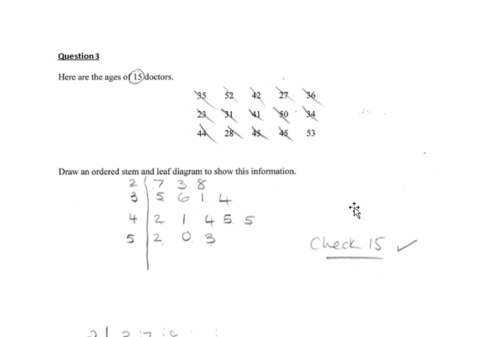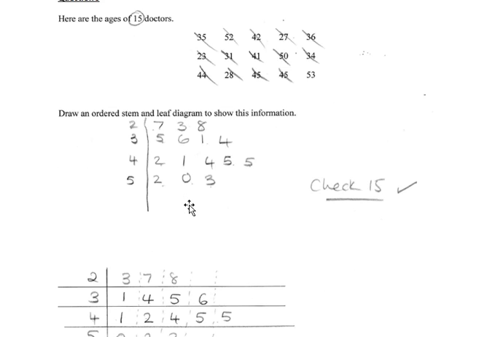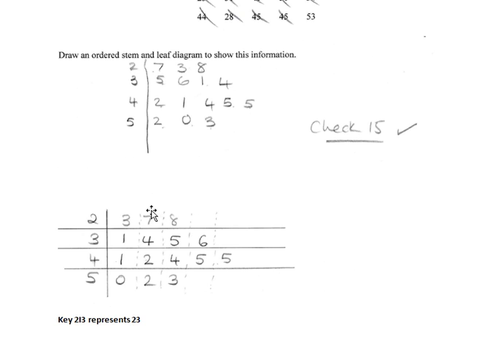On question 3, we have to draw a stem and leaf diagram. The smallest number is in the 20s, the biggest number is in the 50s. So our stems go 20, 30, 40, 50. One way is to organise them first without putting them in order, and then when you put them in order, they should look like that.